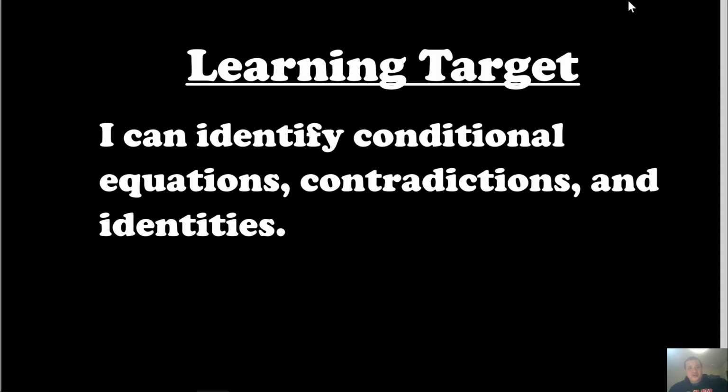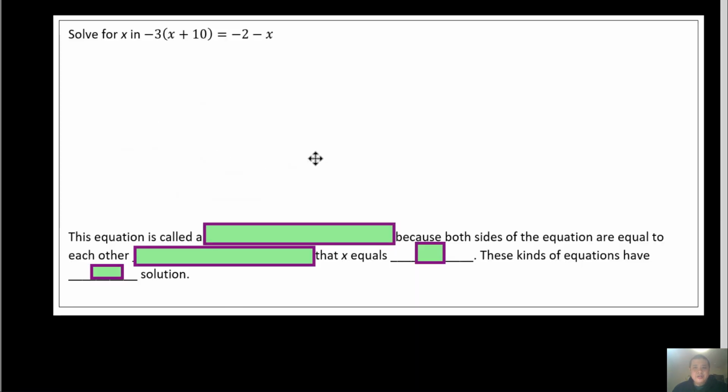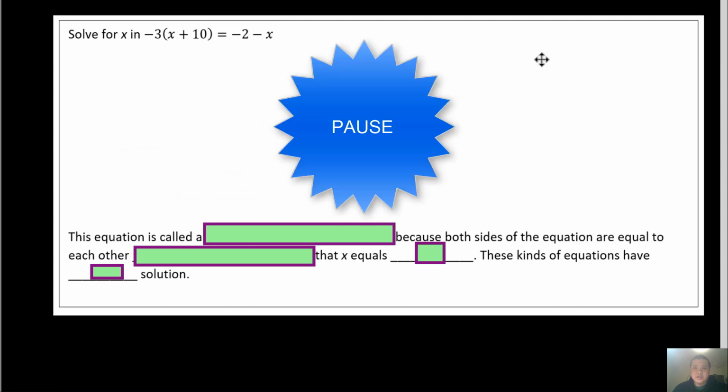Lesson. Today's learning goal is I can identify conditional equations, contradictions, and identities. So let's go ahead and get started. First off, I want you to solve this equation. Okay, go ahead and hit pause right now and solve this equation and do the check over on this side.